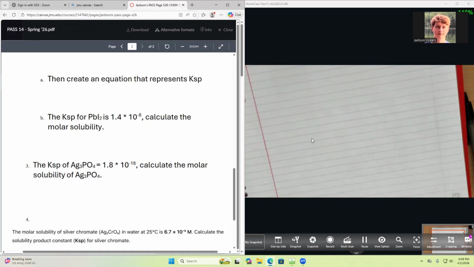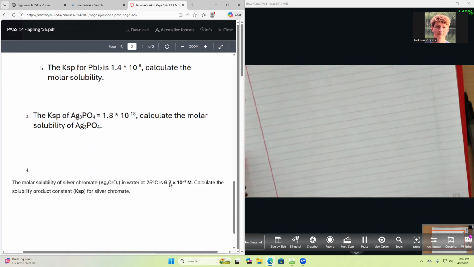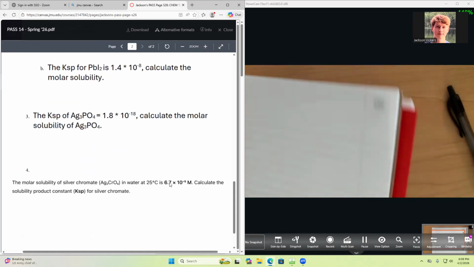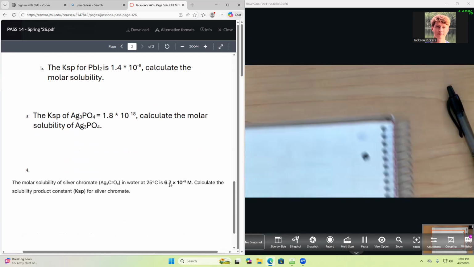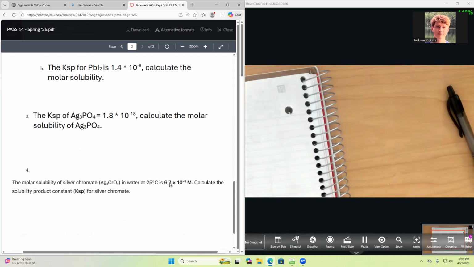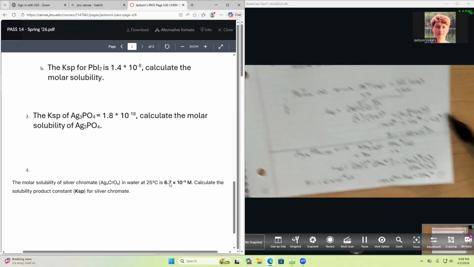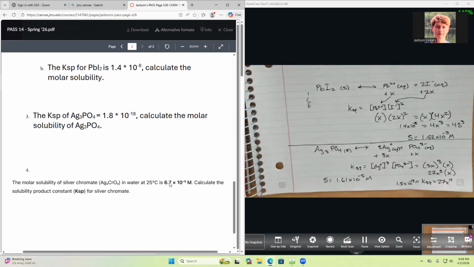All right, and now let's do the last one, where you're solving for Ksp by being given the molar solubility. This one's kind of like working backwards. So spend a few minutes, if you remember how to do this from class. Oh yeah, for sure. Yep.